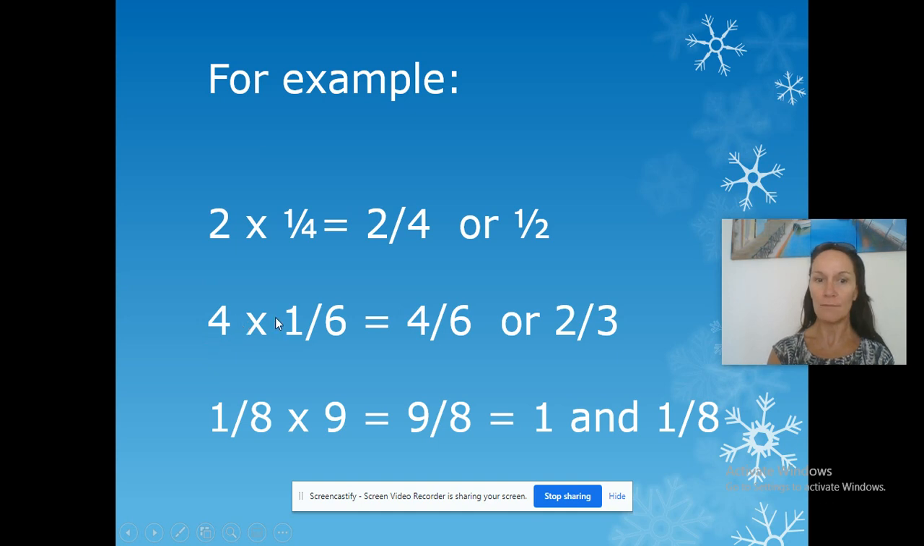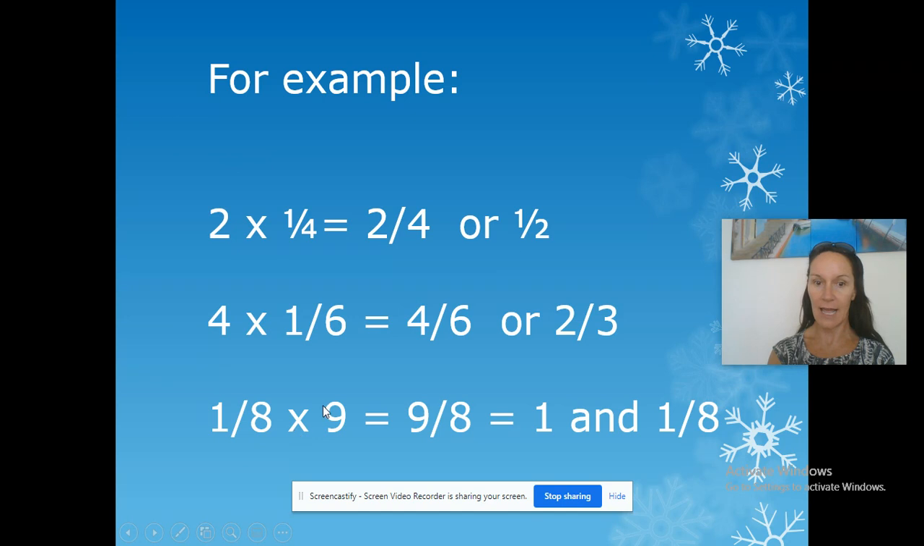4 times 1/6. Well, 4 times 1/6 is 4/6. In its simplest form, that would be 2/3. So you can see it's not that complicated.